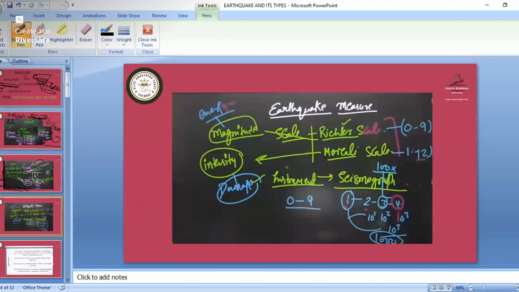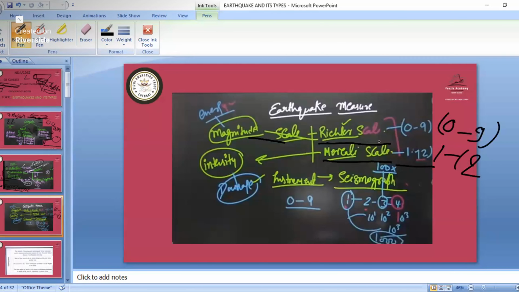Earthquake is measured on the basis of a scale. It is measured by the Richter scale or the Mercalli scale. On the Richter scale, we measure the magnitude of the earthquake. Magnitude means the energy of that sudden shaking, how much energy is produced. That is magnitude. And intensity means damage. The intensity of an earthquake is measured by the Mercalli scale, which ranges from 1 to 12, whereas the Richter scale ranges from 0 to 9.